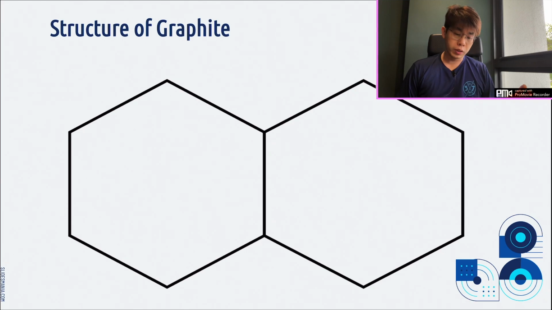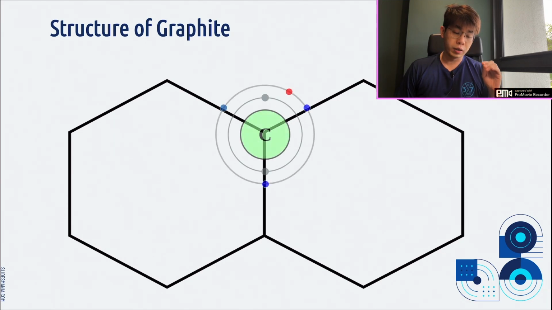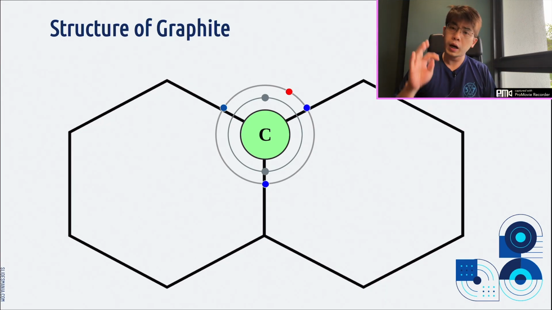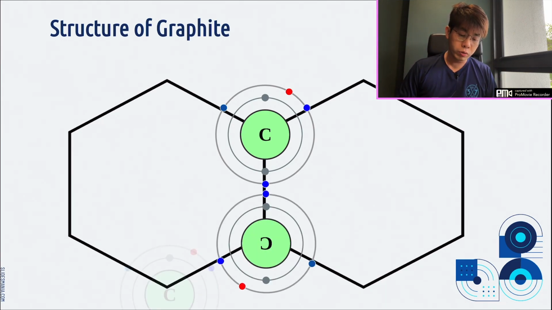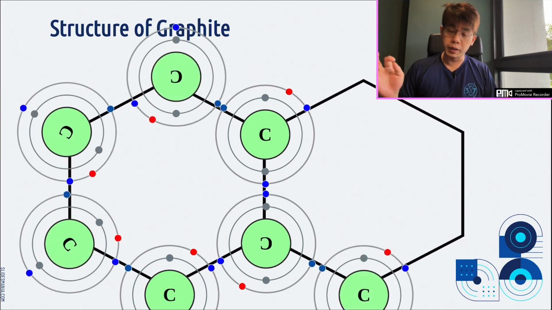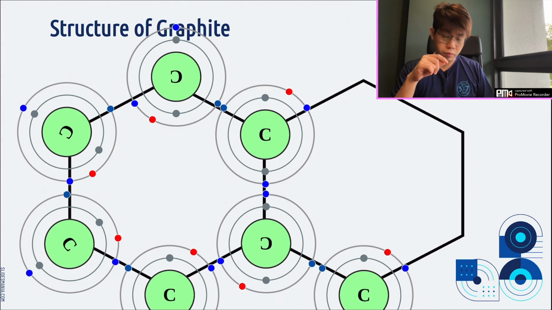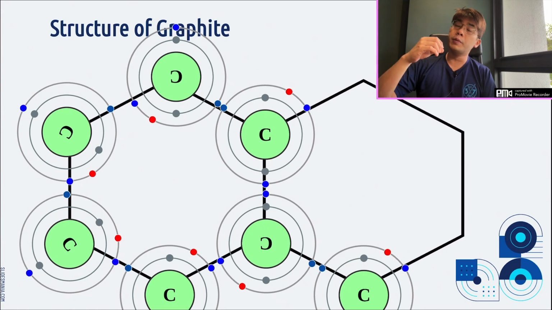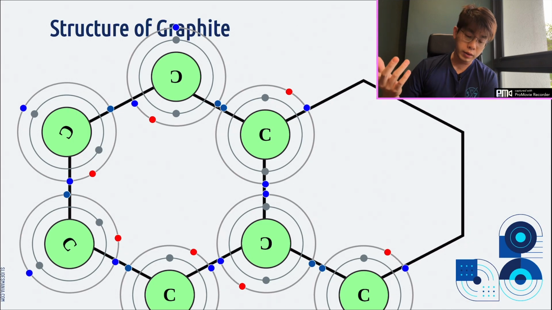Okay, so the next thing we must notice for graphite is that carbon has 4 valence electrons. However, each carbon atom only bonds with 3 other carbon atoms. So you can see that there's this red electron that I highlighted here. This electron is not used in bonding. So this valence electron is not used in bonding, and it is actually able to sort of escape the carbon atom. So where does it escape to?